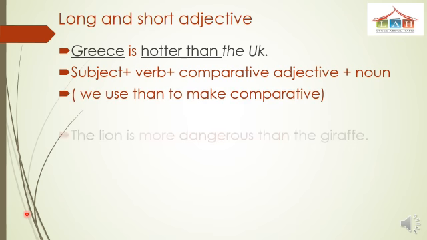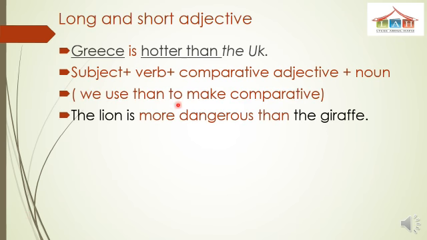We use than to make comparative, as we said. The lion is more dangerous than the giraffe. Here, the lion is a subject, is verb, more dangerous than. Okay. Why do we put more than? We put more than because dangerous is a long adjective. Look, dangerous has 3 syllables, so it's a long adjective. And when we have a long adjective, we put more and then. More before the adjective and then after the adjective. Okay?